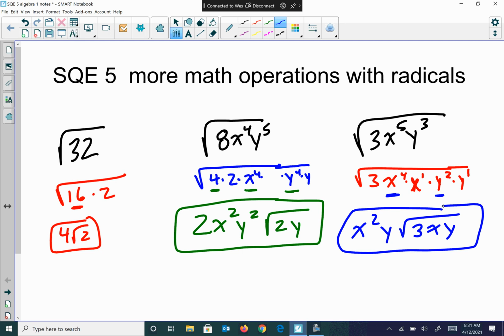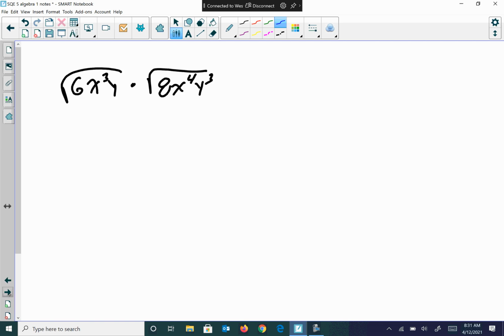All right, so that's old stuff, yes? That's what we've been doing, correct? All right, so now we've dealt with this as well. I could multiply 6 times 8, but I think the better thing to do is break the 6 down to this, break the 8 down to this.